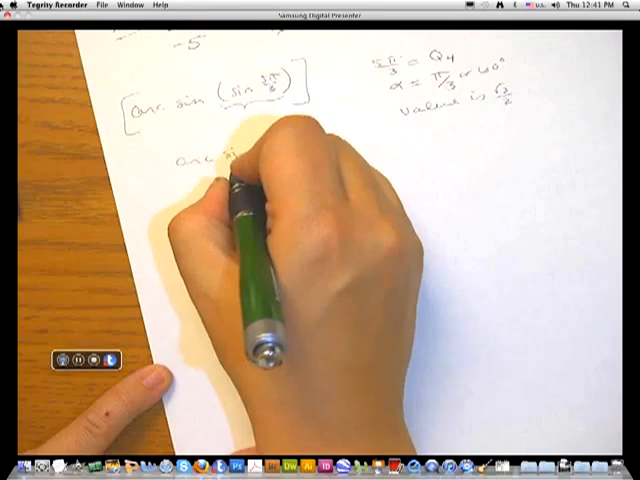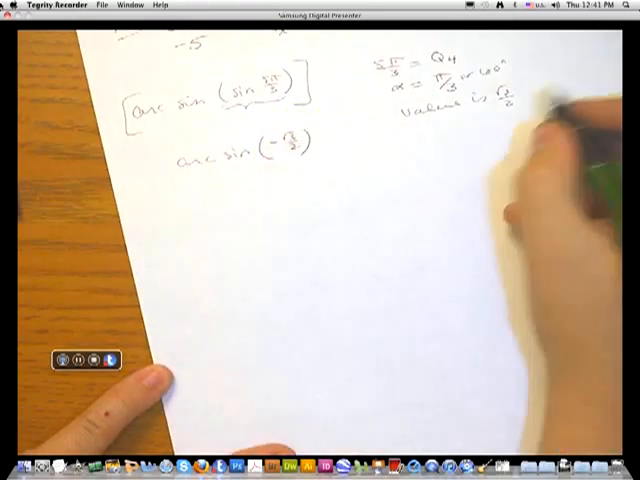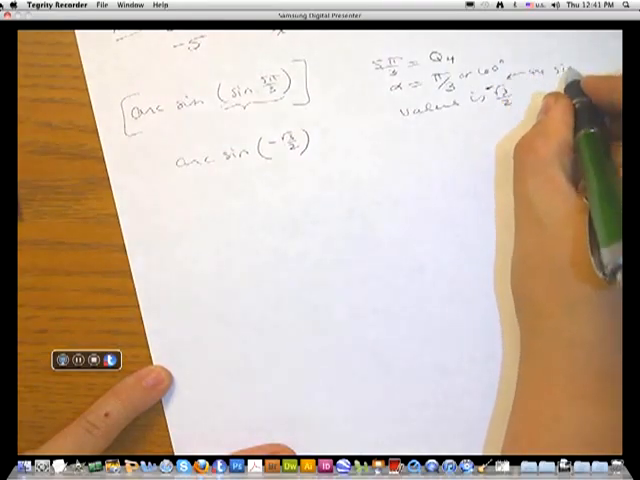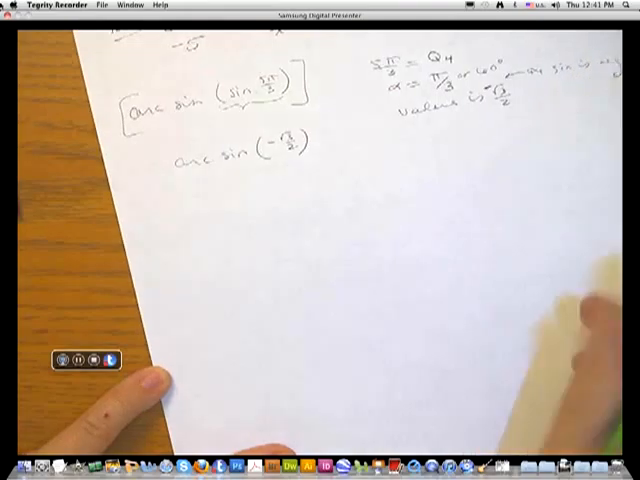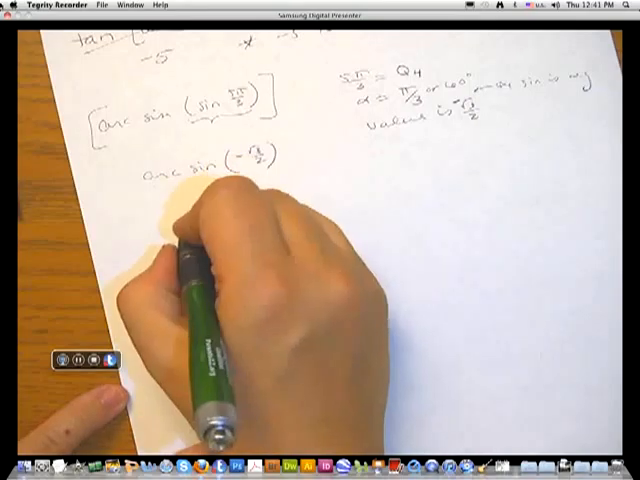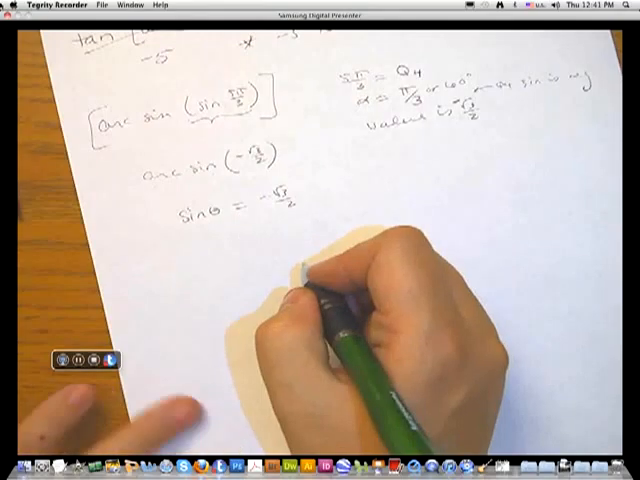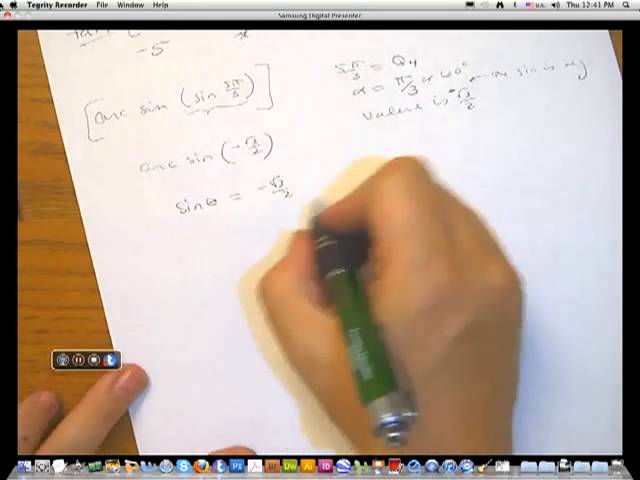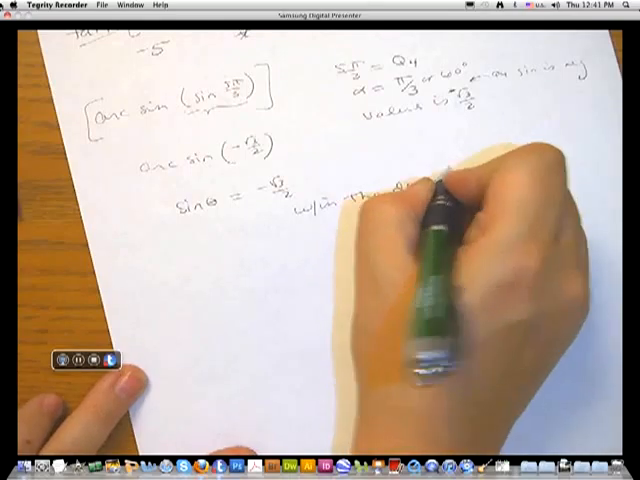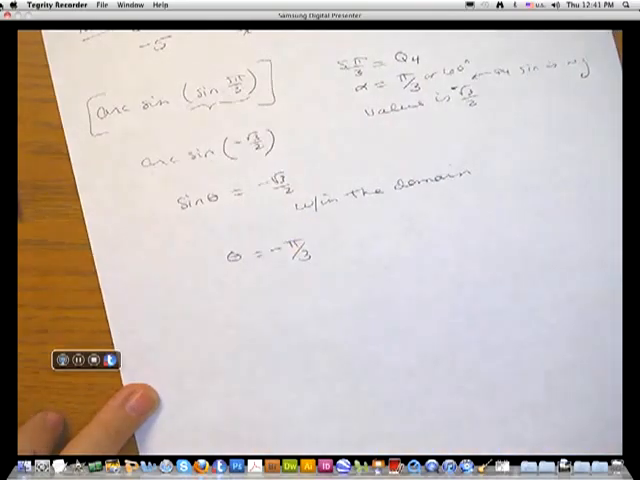So now I have arcsine of -√3 over 2 because I'm in quadrant 4. Quadrant 4 sine is negative. So what angle gives me -√3 over 2? Make sure it's within the domain. And we get -pi over 3.